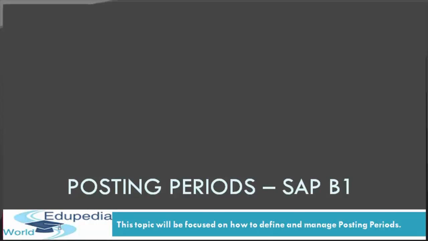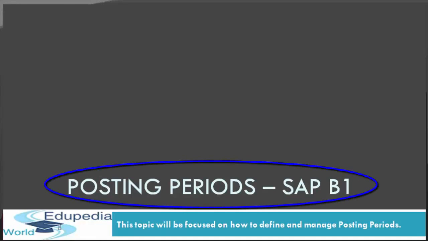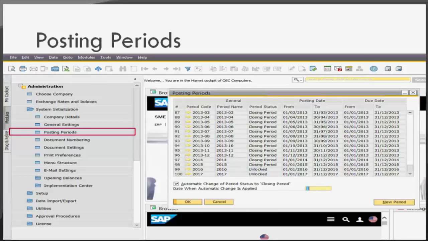In this session, we will understand about posting periods in SAP Business One. Posting periods are found in the Administration module under the System Initialization folder as Posting Periods.